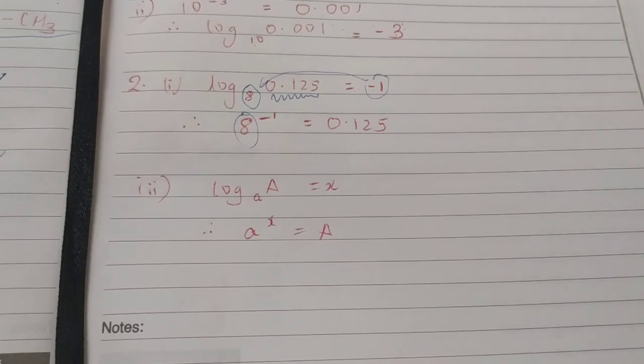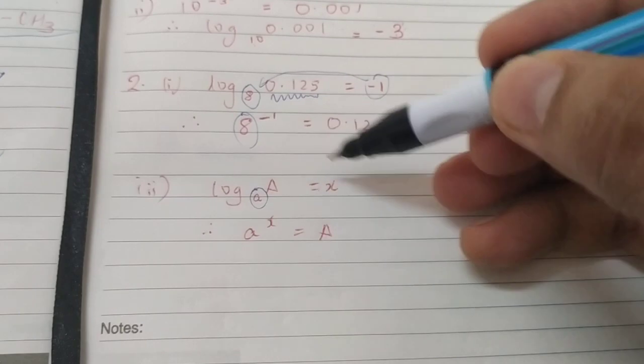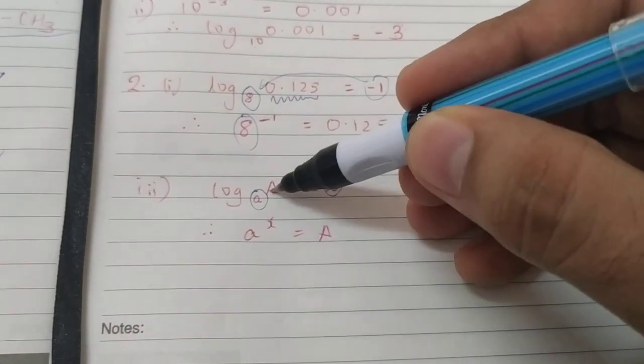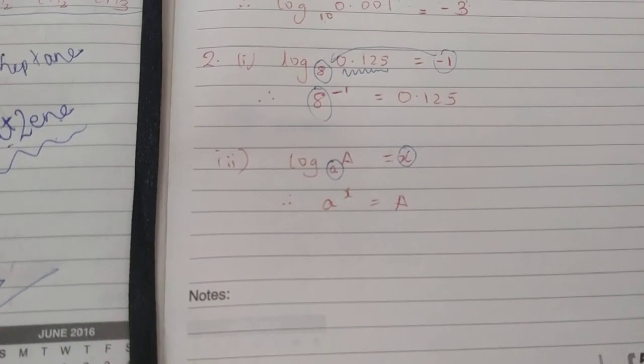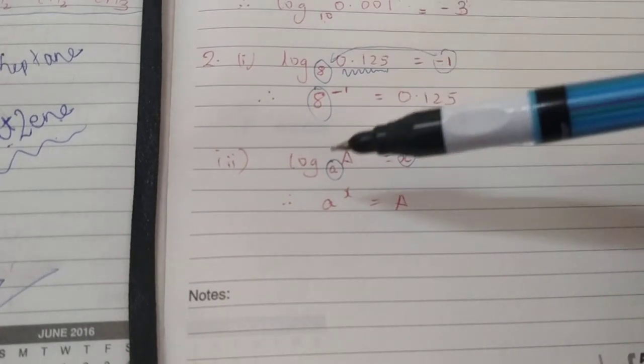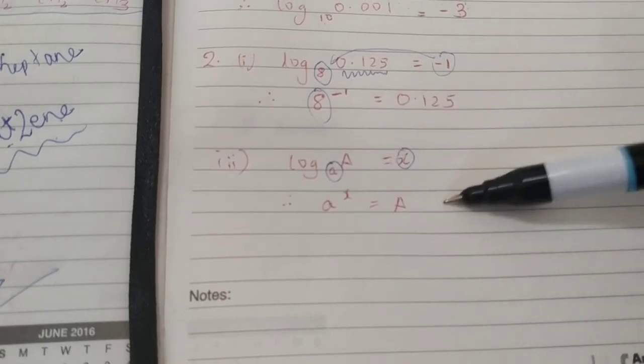Similarly, in 2.3, how to convert it into exponential form? It will be a raised to x is equal to a. In 2.3, the answer is a raised to x is equal to a. That's the exponential form.